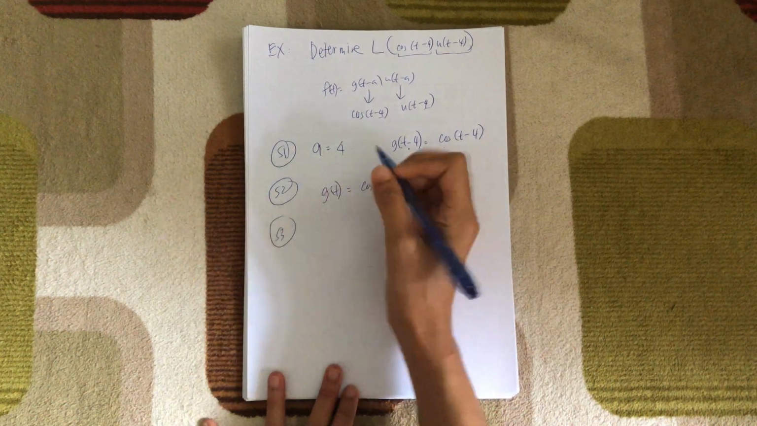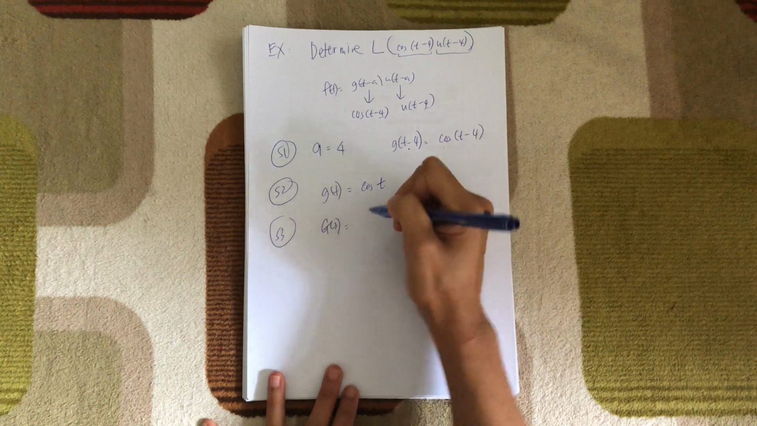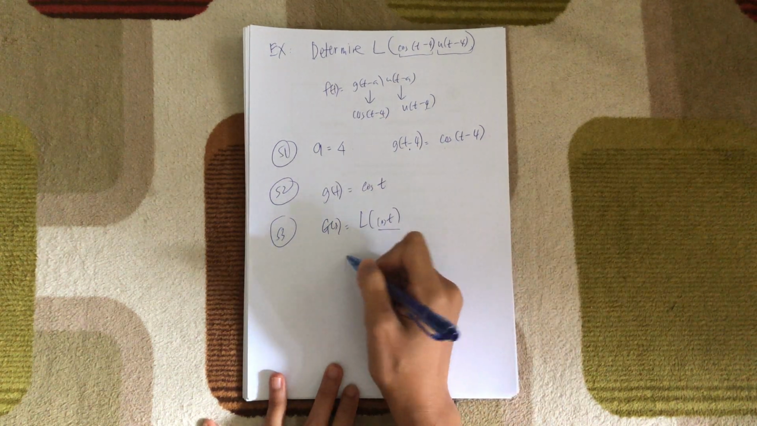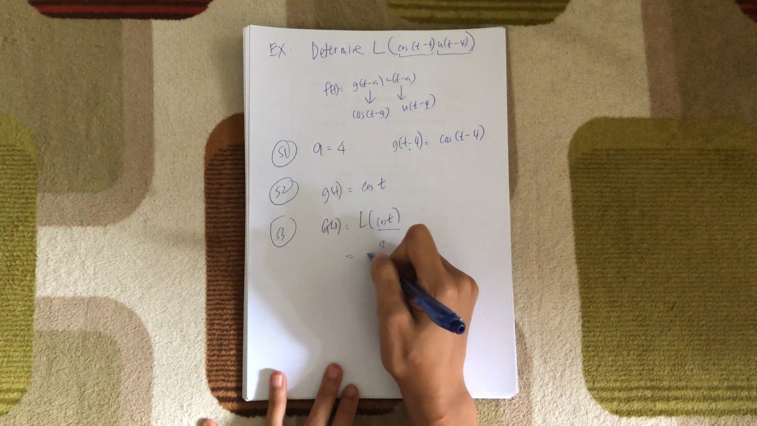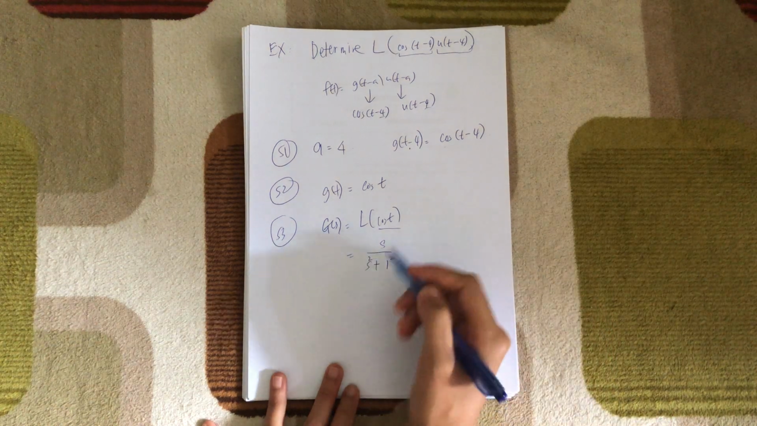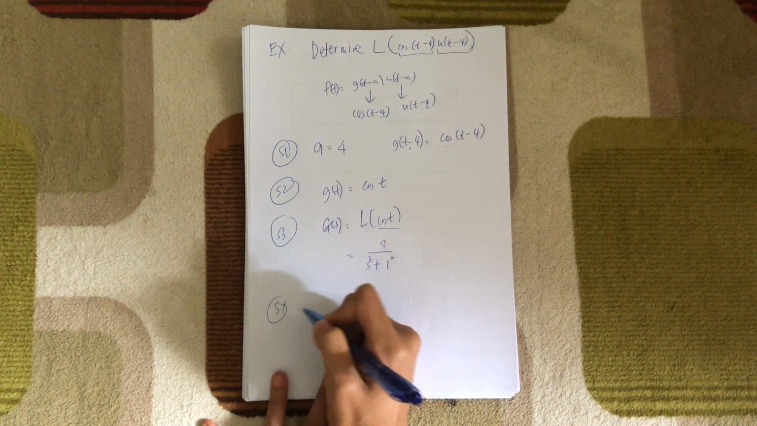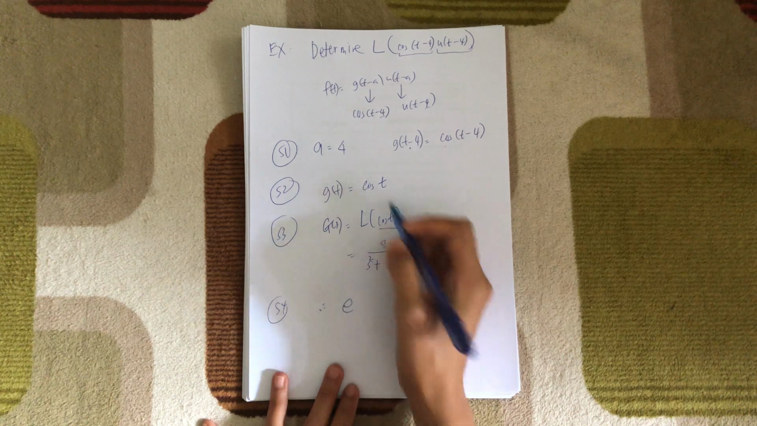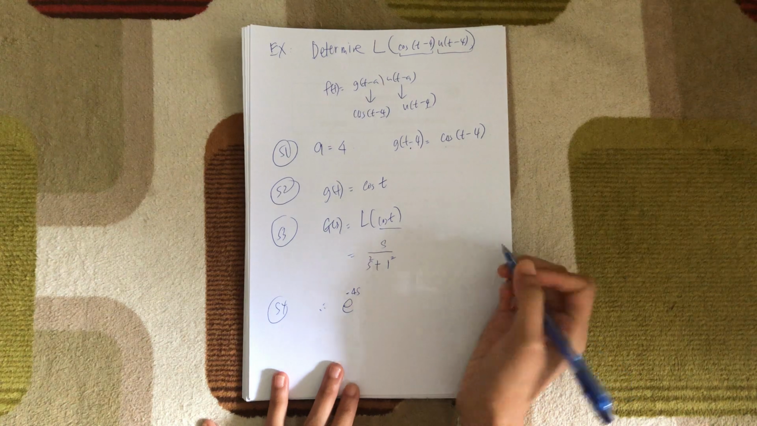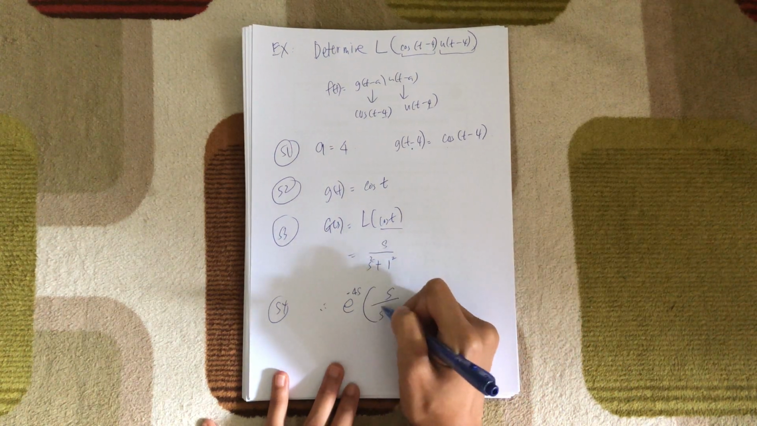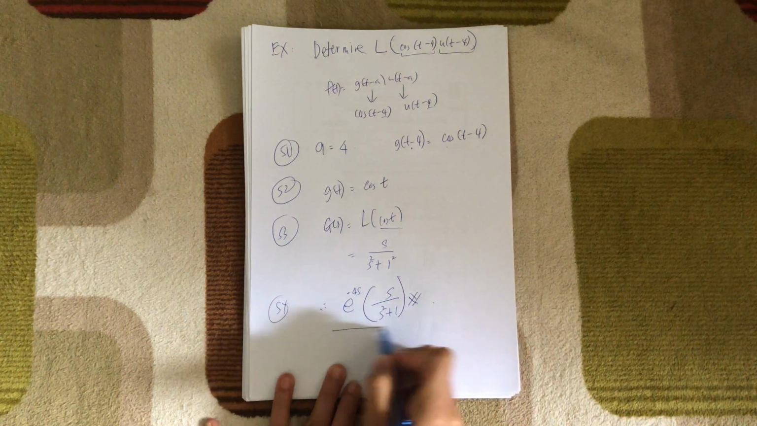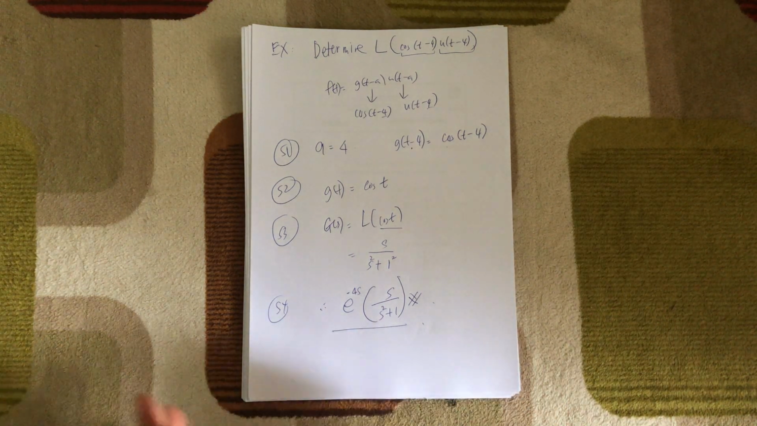Okay, step number 3, you will determine your G(s). So that means you need to find the Laplace transform for cos t by using your table. It's s over s squared plus 1. Okay, by using the table. And then step number 4 is the combination of e to the power of negative 4s times s over s squared plus 1. Okay, so this is the answer.